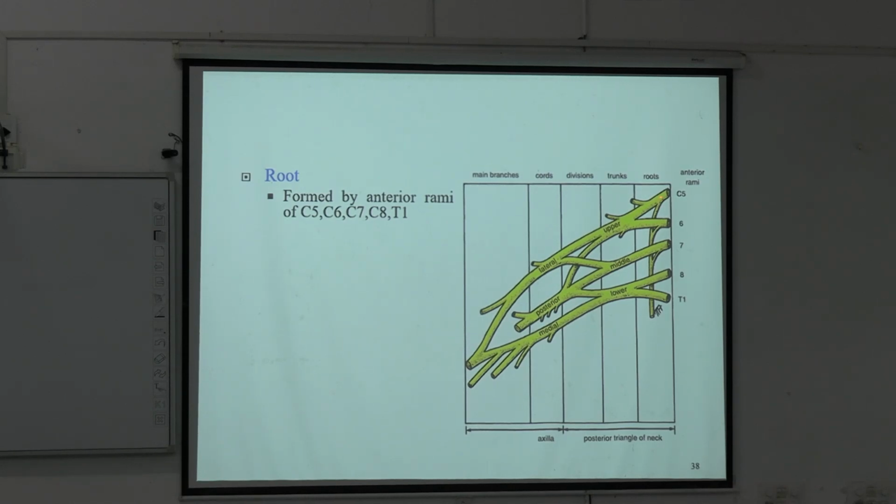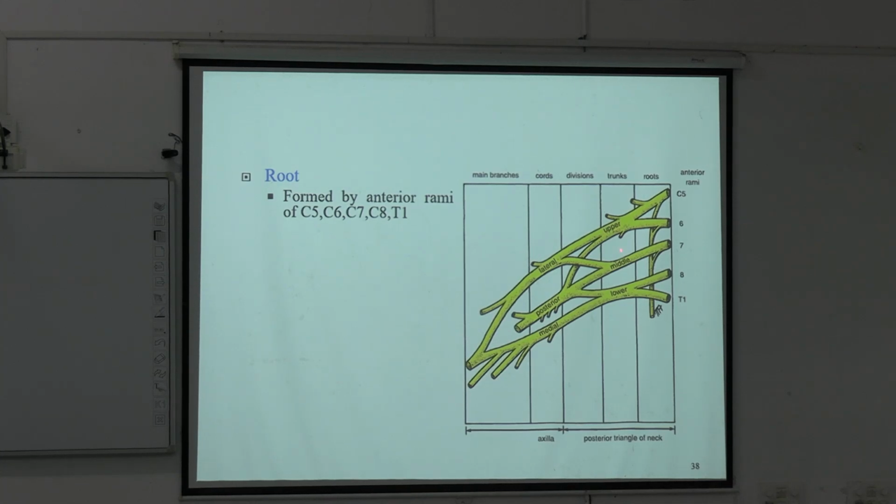So all these ventral rami from C5, C6, C7, C8 and T1, some of them unite together to give rise to these trunks. We call them upper trunk, middle trunk, lower trunk. Now this formation of the upper, middle and lower trunks takes place in the neck region, which we do not see. Now what happens after that?